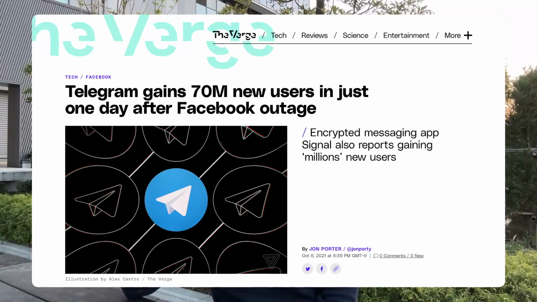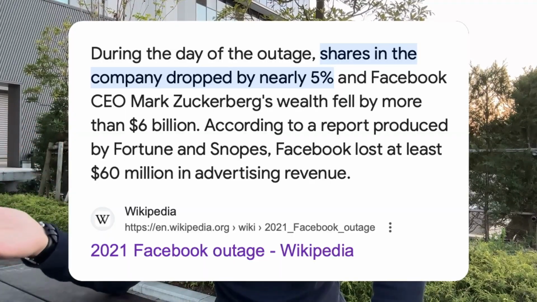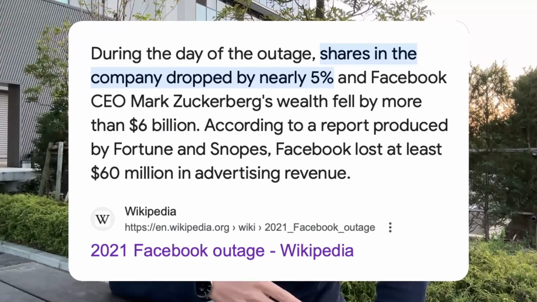That's 7 zeros after the digit 7 in just a single day because users decided to migrate out of Facebook. Another similar app called Signal also profited from that outage and also gained millions of new users. Facebook stocks dropped by nearly 5% and Mark Zuckerberg's wealth fell by more than 6 billion. Insane, right? So the bigger your app and company, the more careful you need to be when adding new features, as it will over time increase complexity but also increase technical debt.